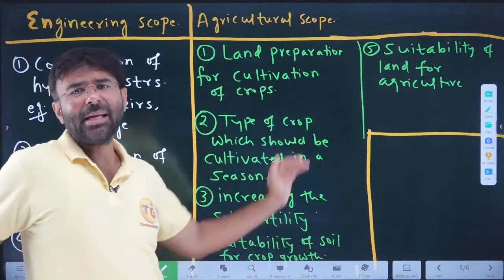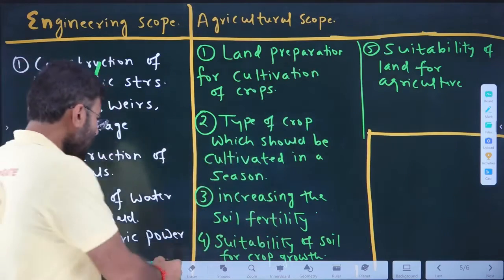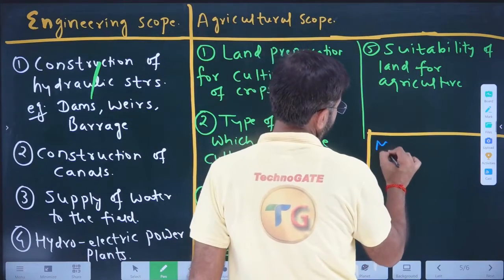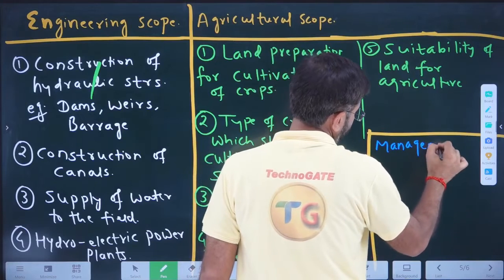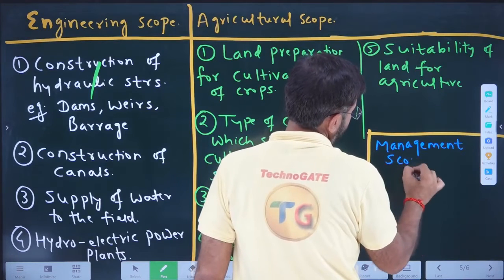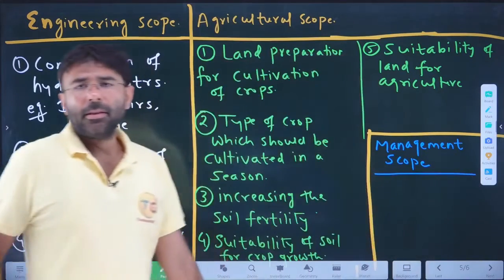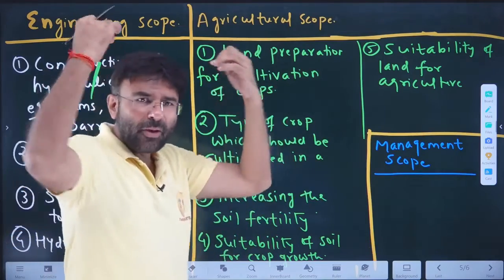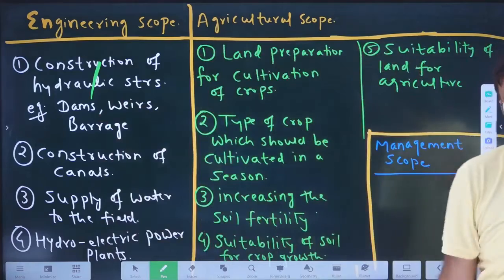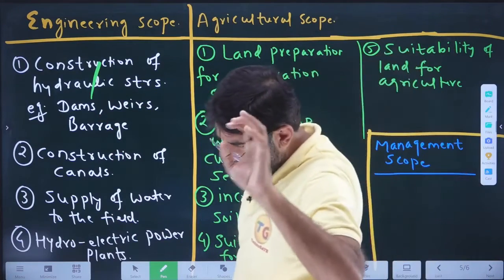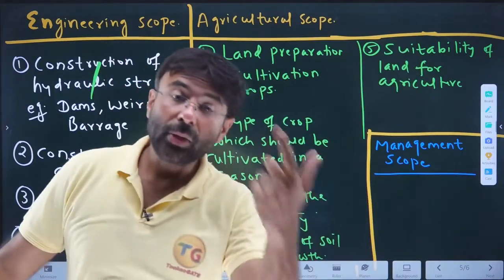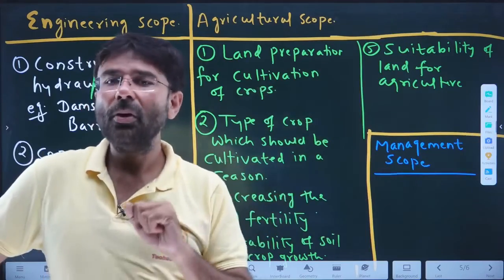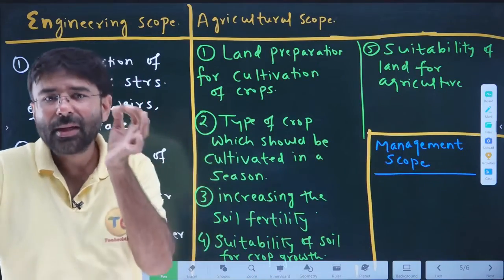So these are some of the agricultural scope of irrigation engineering. The last is the management scope. The third is the management scope. Engineering scope, agricultural scope and management scope. See, whenever you perform any task, whether it is related to your engineering, your routine work, or any work of your home or your family, everything requires management.